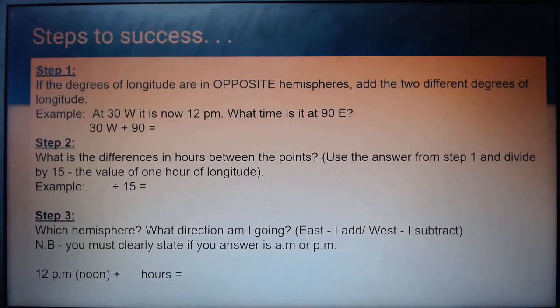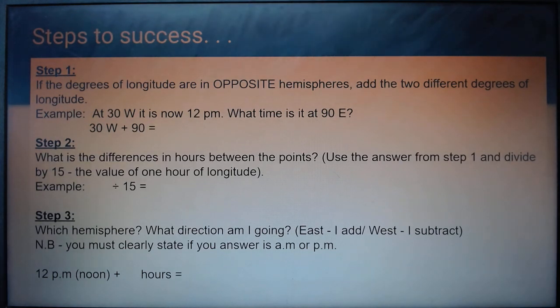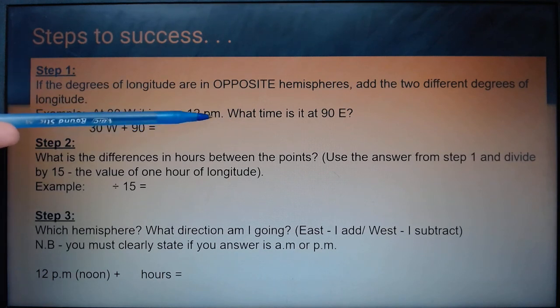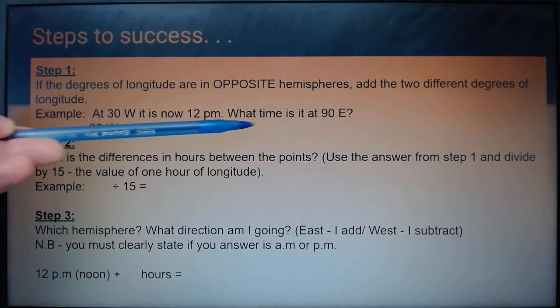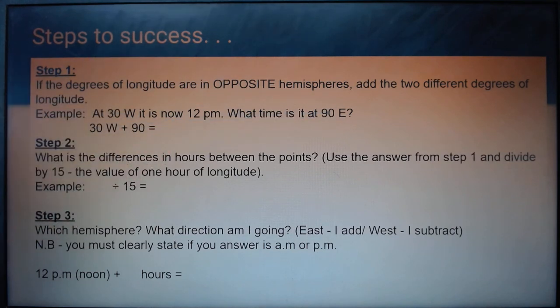So let's just look at a simple example here. One thing you have to remember again, if the degrees of longitude are in opposite hemispheres, you're going to add the 2 degrees together. So for example, at 30 degrees west, it's 12 p.m. That's midday. What time is it at 90 degrees east?